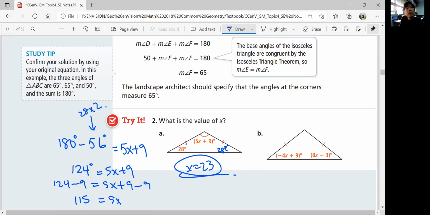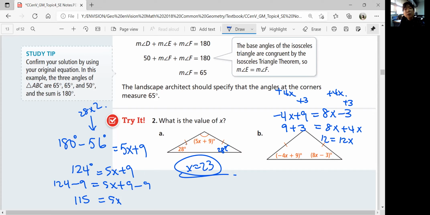Okay, what about B? We know these two angles must be the same. So negative 4x plus 9 should equal 8x minus 3. Solve for x. We get 8x plus 4x here and 9 plus 3 here, because if you add 3 on both sides and add 4x on both sides, you get this. And we have like terms. And now add the like terms. 12 is equal to 12x. Divide both sides by 12 and x is equal to 1. Okay?